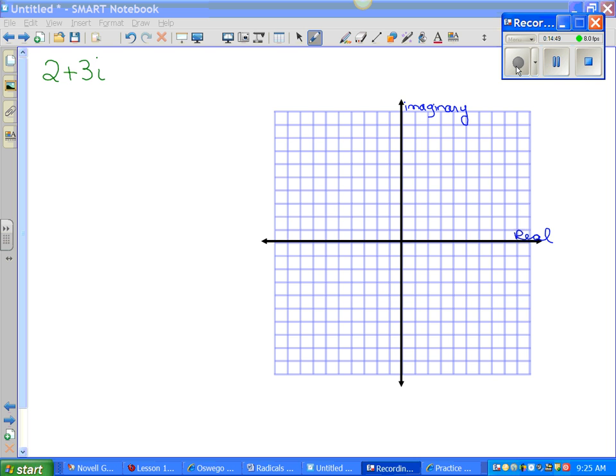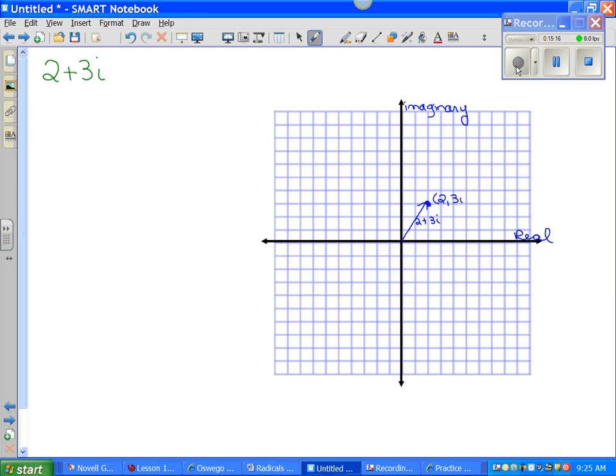Okay, so 2 plus 3i. How do I graph it, guys? Over 2 and up 3. Good. And what am I going to do with that point? Arrow, yep, back to the origin, arrow on the point, and I label it 2 plus 3i. Any problems with that? Pretty easy? I am labeling the vector, not the point. I can label the point if I want. I prefer to label the vector.